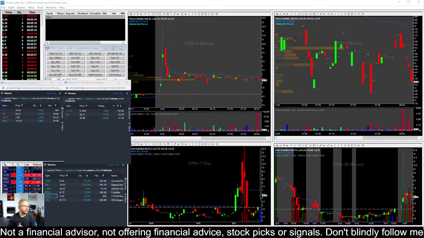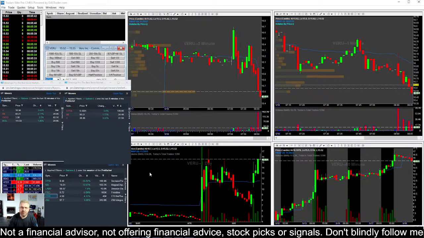There we go. Why the gaps in the candles? That's the lack of volume. That was DPSI. That's why there's gaps in the candles, because the candles show a time frame, but if there's no action in the time frame, it just shows a blank. It's a lack of volume.